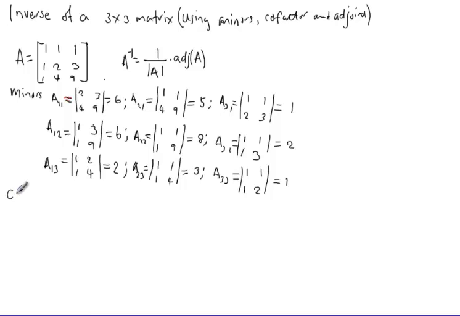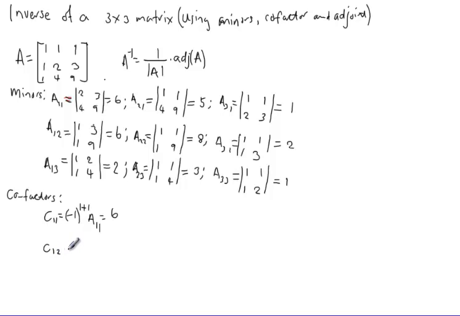Now we need what you call cofactors. I'm going to show you how we get cofactors. Now for cofactors, I'm going to use C. I'm going to use C11, which is going to be minus 1 power 1 plus 1 multiplied by A11. What is that going to be? 6.